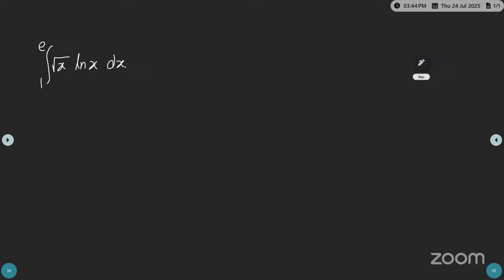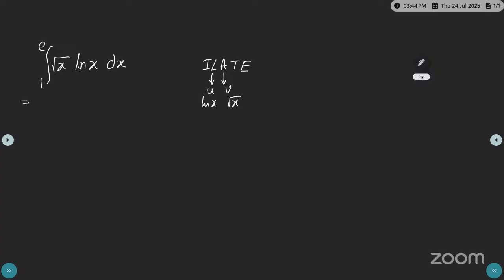So among these two, which one to be considered as u? Tell me, which is u and which is v? ILATE. Which one comes first? This one is first and this one is v. L is ln x, and here root x. Apply. Do it now. Quick.